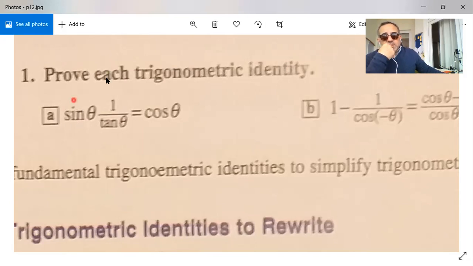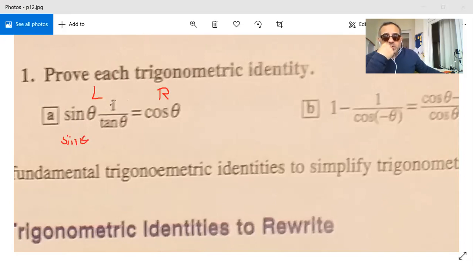You start with left side or right side? Left side. Very good. Left side is easier, and this is right side. We start with left side. What you do? Sine theta. You can expand tan theta. So, sine theta multiplied by 1 over tan theta.